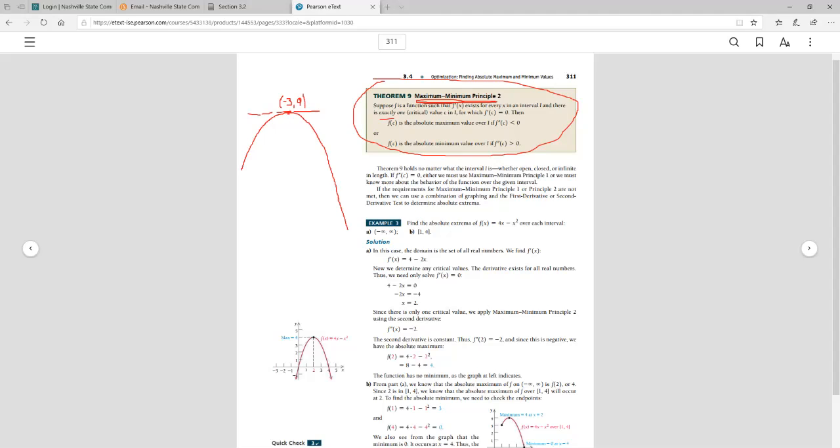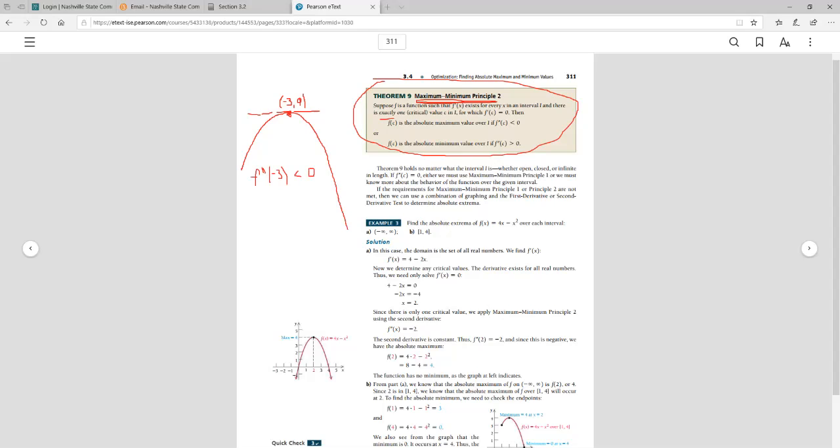If -3 is the only critical value, all I really need to do is look at the second derivative at -3. If I take the second derivative, remember the second derivative checks for what? It checks for concavity, right? If the second derivative is less than 0, it's concave down at that point. In fact, it's concave down at every point on the interval, which would make this an absolute maximum.